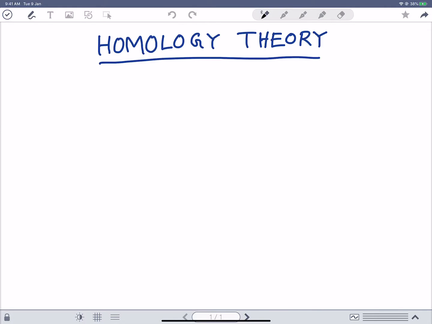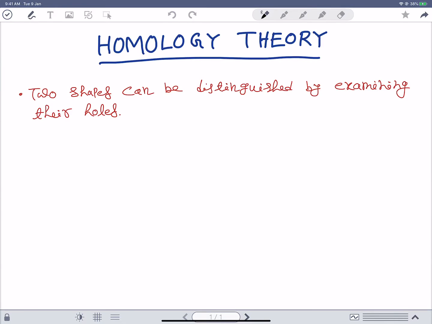The original motivation for homology theory, specifically homology groups, was the observation that two shapes can be distinguished by examining their holes. That means, suppose you have a sphere, a two-dimensional sphere, and joining with a closed curve, or you can say cycle.